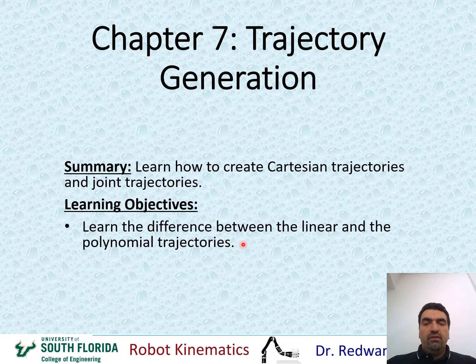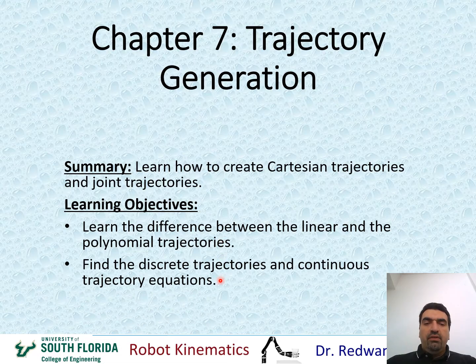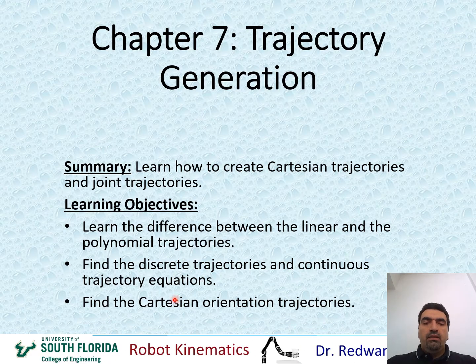Our learning objectives today: learn the difference between the linear and the polynomial trajectories. Each one of these two would look different in terms of position, velocity, and acceleration. We're going to also learn about how to find a discrete trajectory or a continuous trajectory equation. Discrete trajectories are dealing with via points. Continuous trajectories are equations that you can just substitute the time to find where your points in that trajectory that you're interested in. And then finally, we're going to look at the Cartesian orientation trajectories.